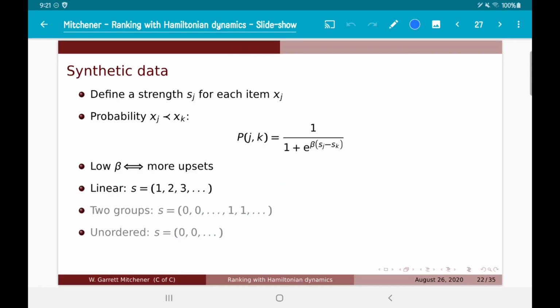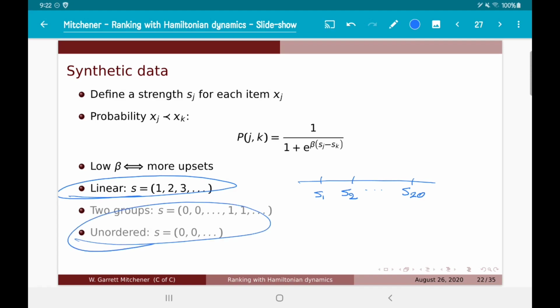Okay, so let me show you what strengths I'm going to talk about first. If you simply put the items equally spaced on the number line with S1 at 1 and S2 at 2, so that there's 1 unit of strength in between each, that should be a nice, easy ranking problem. There's no question of which items should go in which order. And so that's the data that I'm going to talk about first. I'll get to this in a later slide.